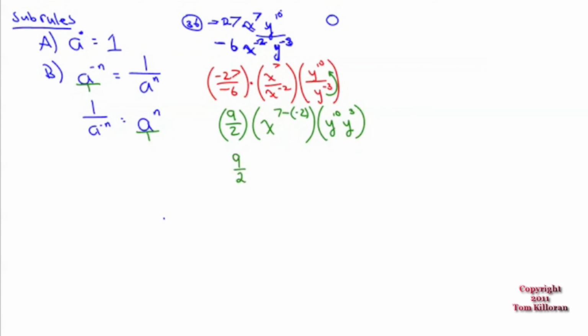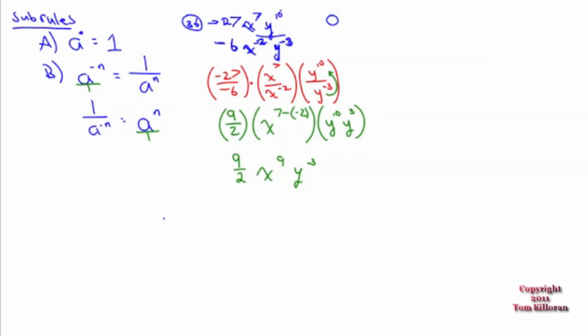You're going to get x to the 7 minus 2, which is, that's horrible language. It's actually minus a negative 2. And that becomes 7 plus 2, which is x to the 9th power. And then here you got y to the 10th times y to the 3rd. What do you do with the powers there? Add them. And you get y to the 13th.